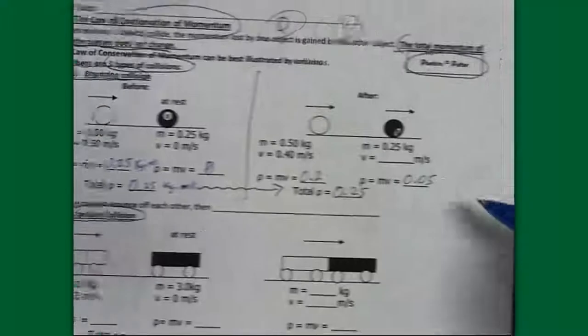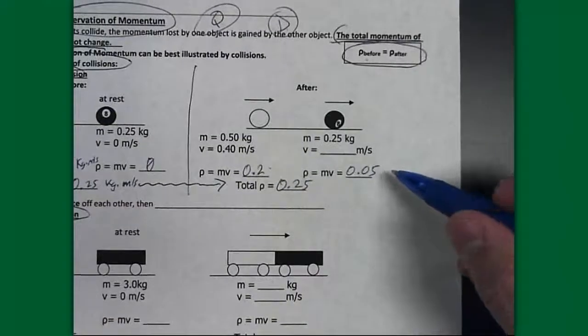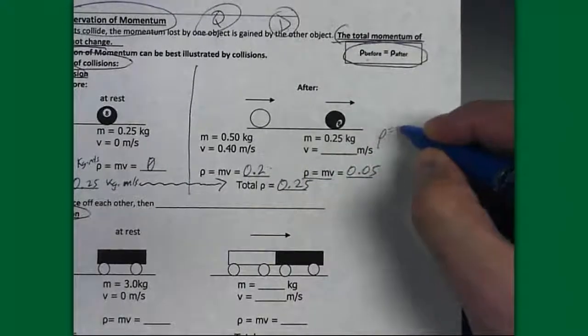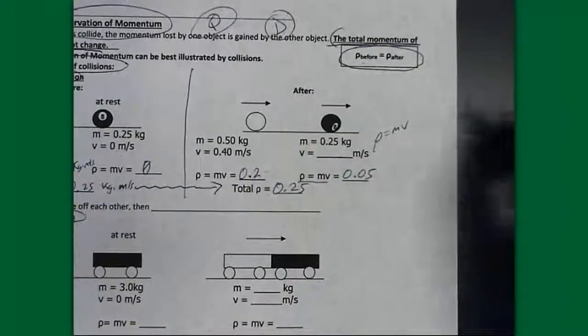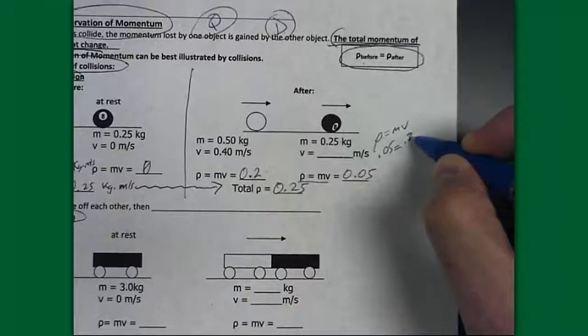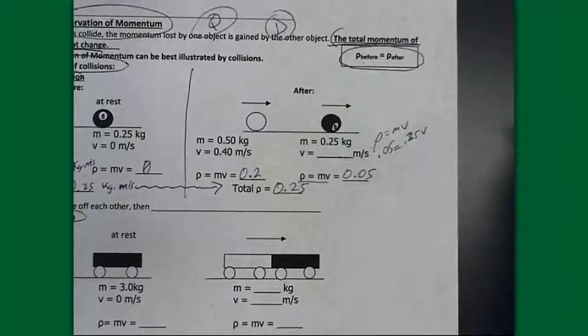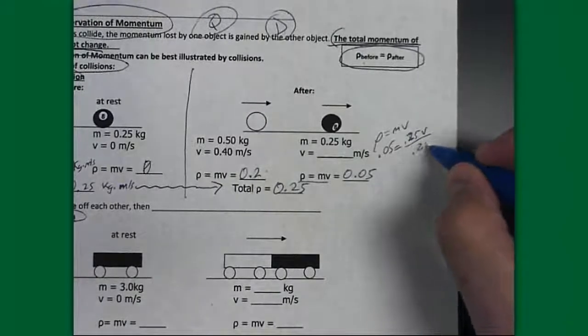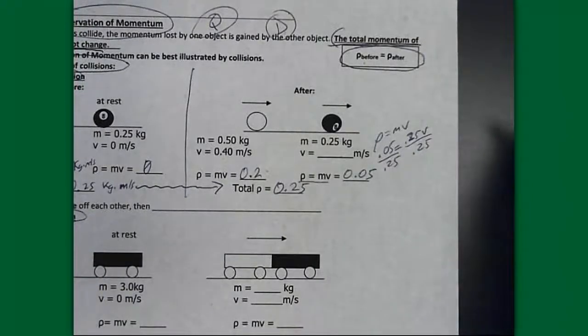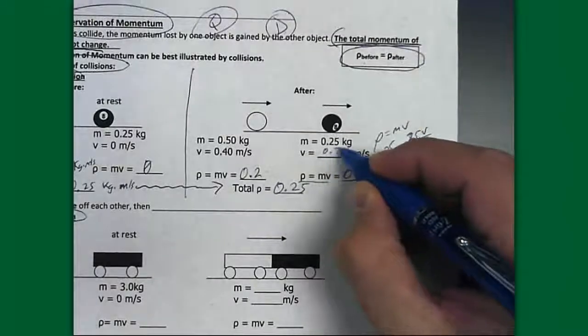And lastly, because I know the momentum of the 8 ball, and momentum equals mass times velocity, p equals mv, I can now say that 0.05, the momentum, equals the mass, 0.25, times the velocity, and simply solve for velocity by dividing by 0.25 on both sides. And that means that we come out with a velocity of 0.2.